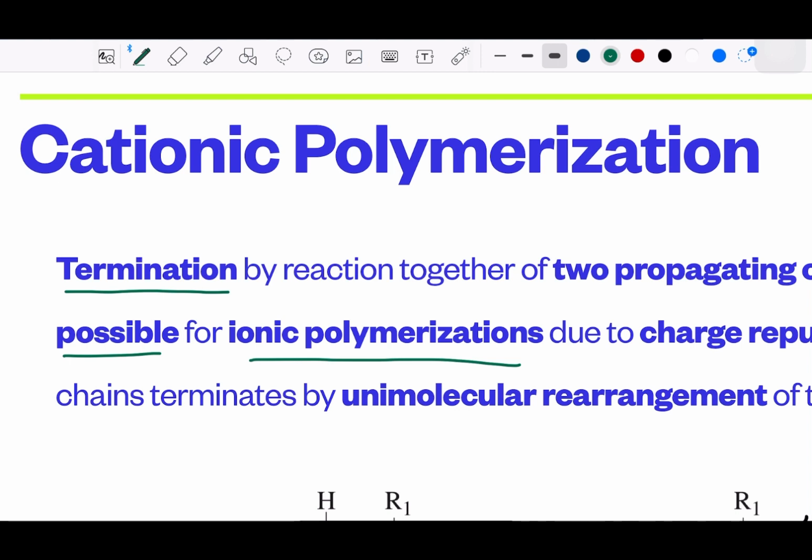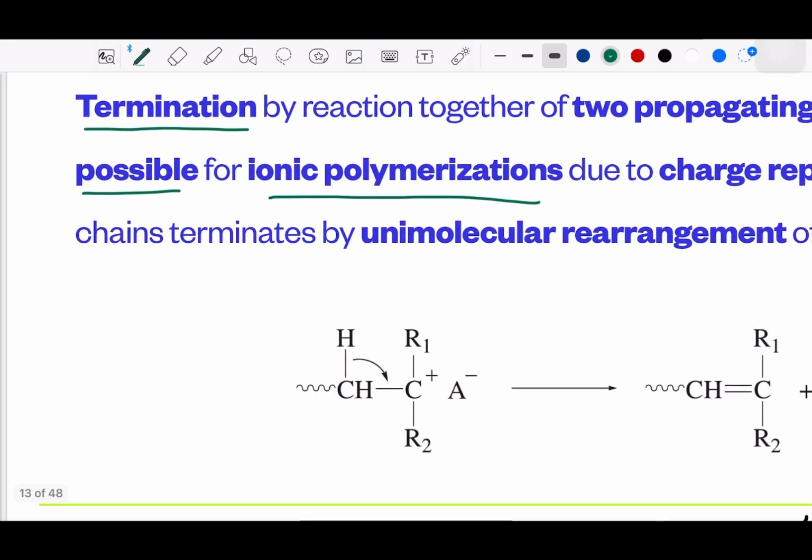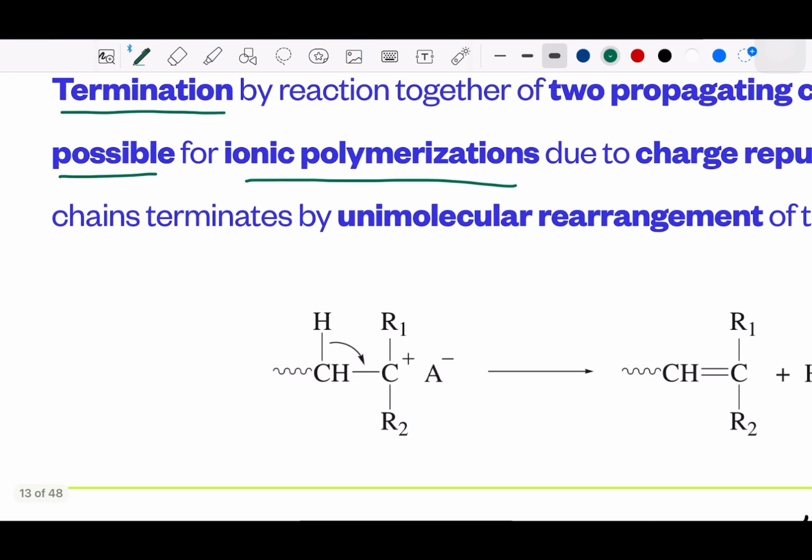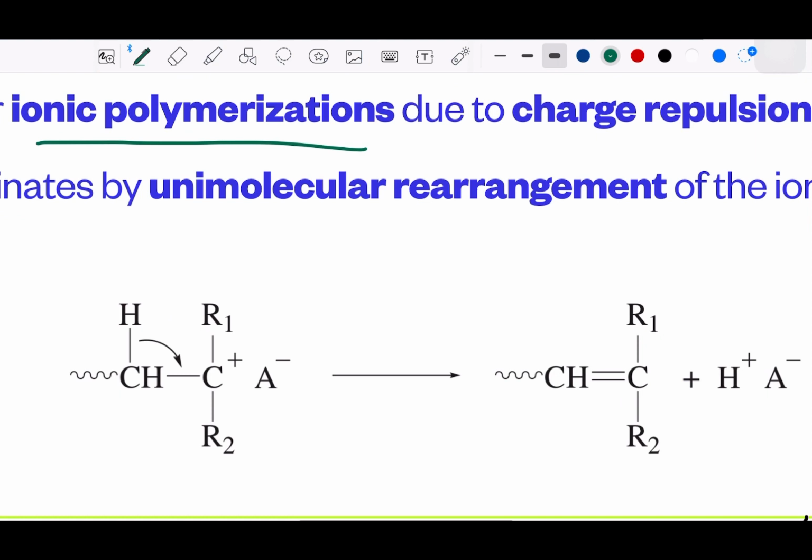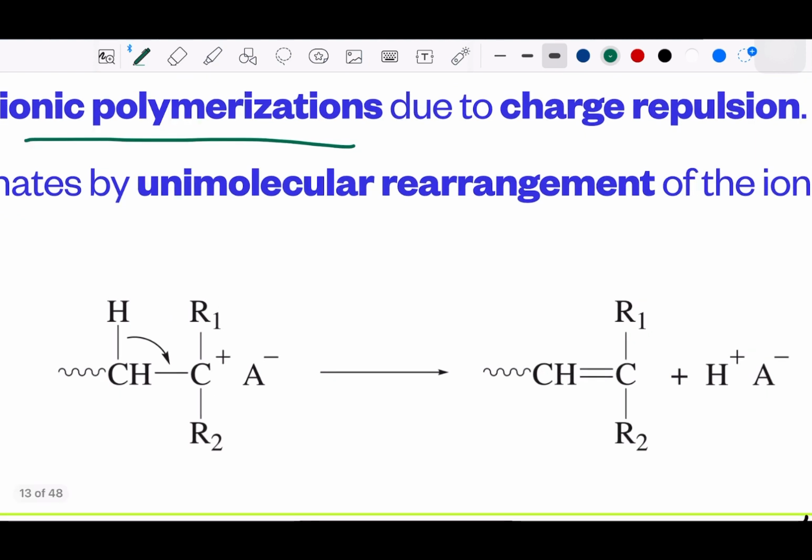If we see here, we have this CH2 right here. One of them will rearrange, and the bond will break from this CH bond. So we rearrange and make this double bond, and the other hydrogen will be the counter ion. At least it will be stable.